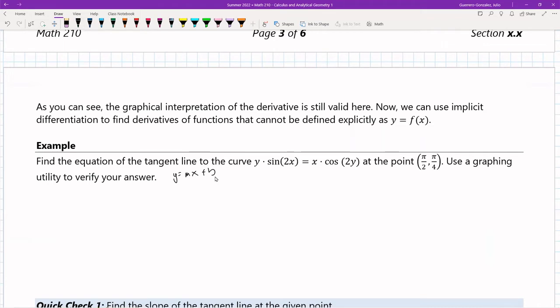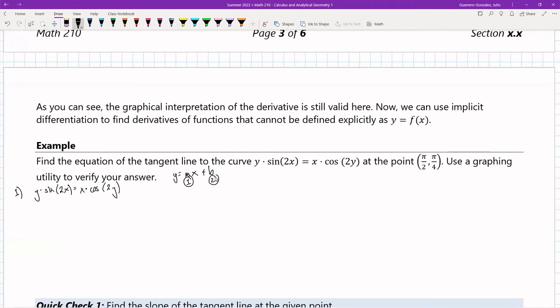We need mx plus b. That's 1, and this is 2. Okay, that's the order we're going to go through. So 1. I'm going to go ahead and rewrite this, I'm not going to modify it at all. I'm just going to keep it as it is. y times sine of 2x is equal to x times cosine of 2y.